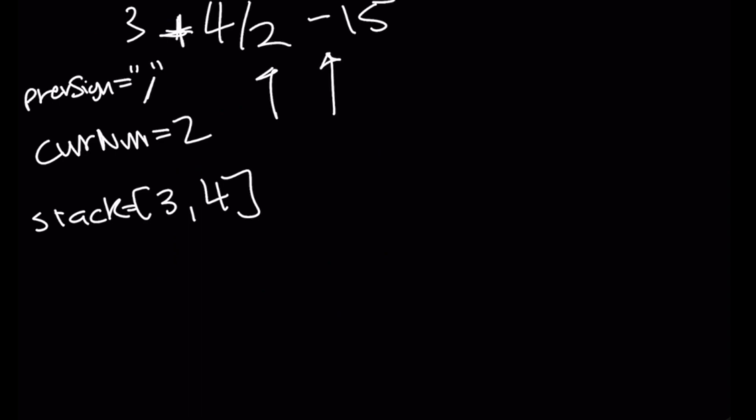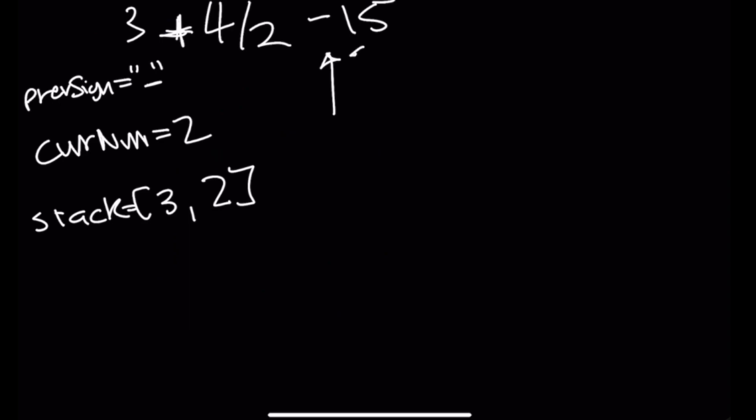Now we come to minus. So we update our previous sign to be minus, and we actually do division now, right? So what we do for division is we grab the very top of our stack, which is 4, and divide it by our current number, 2. So we would push the resulting value of 2 to the stack.